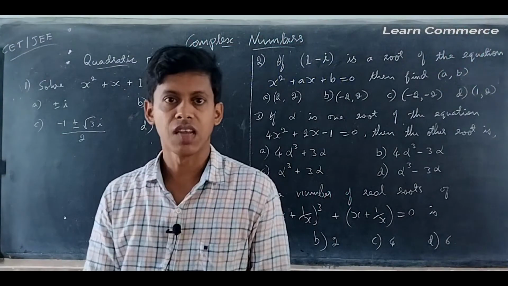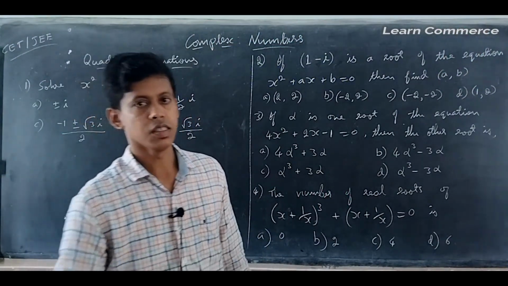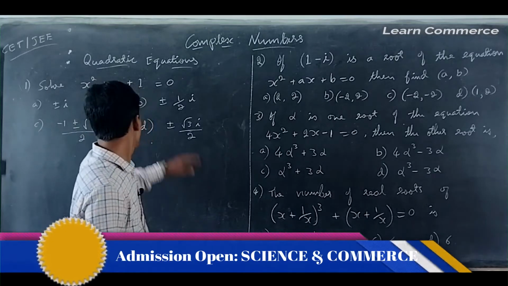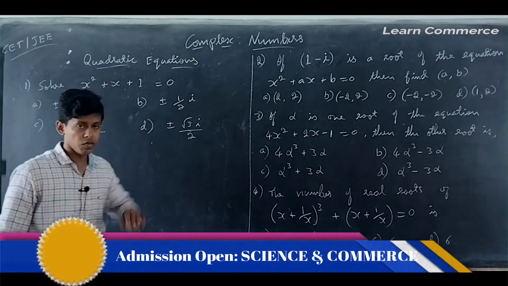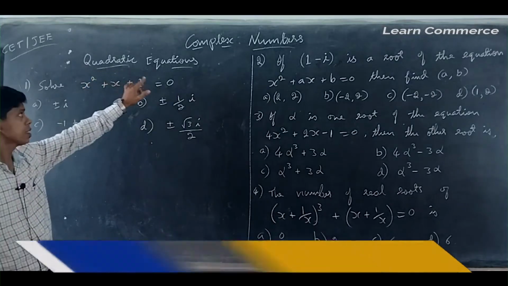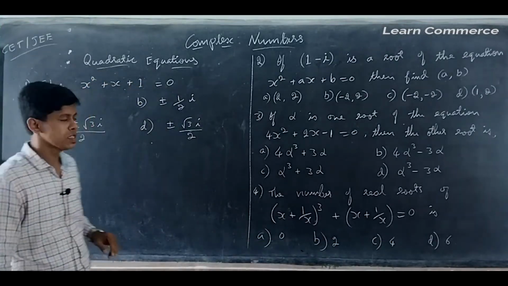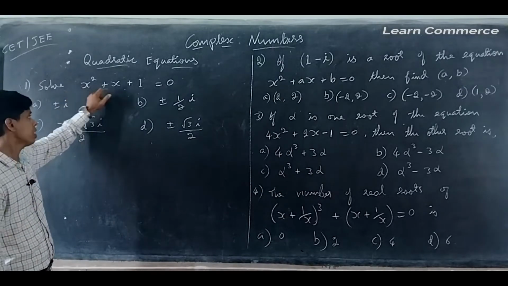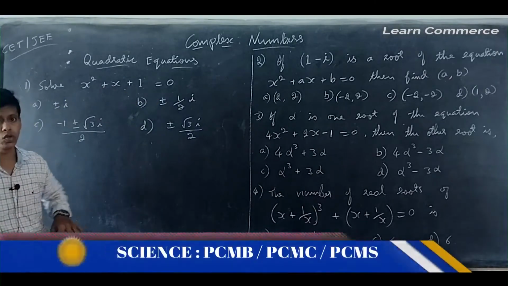Hello dear students, and welcome to CET JEE classes on complex numbers. Now we are solving a few questions from the concept of quadratic equations. A simple basic question: solve x square plus x plus 1 is equal to 0.